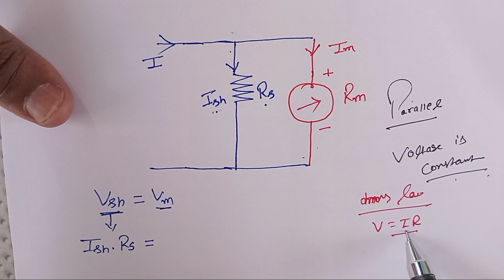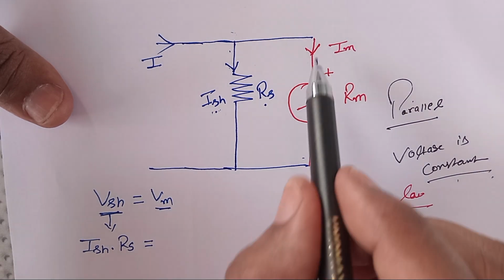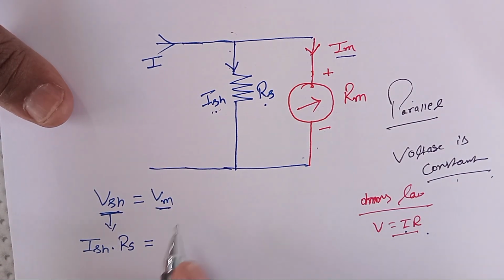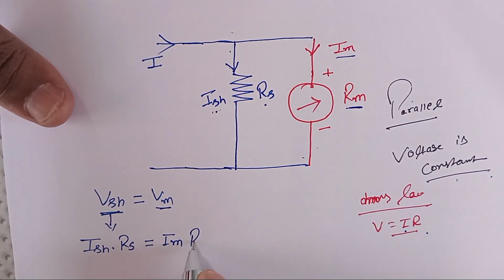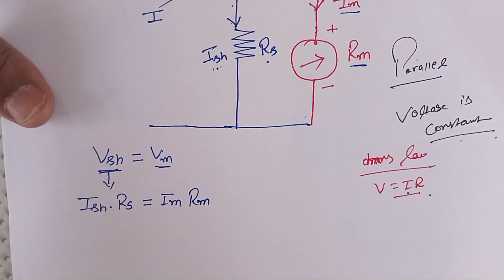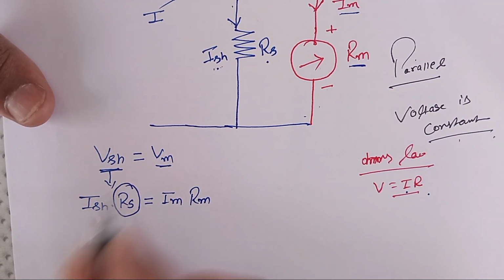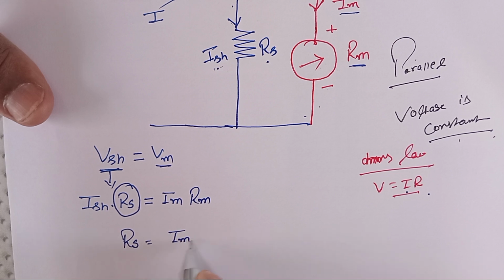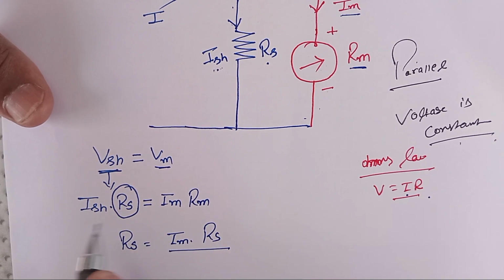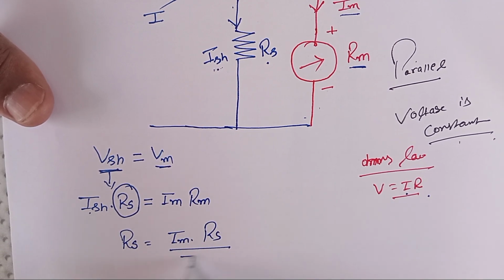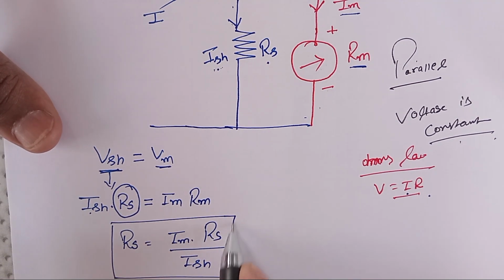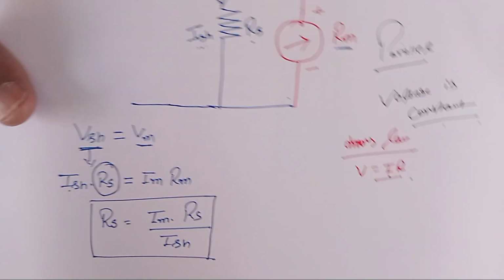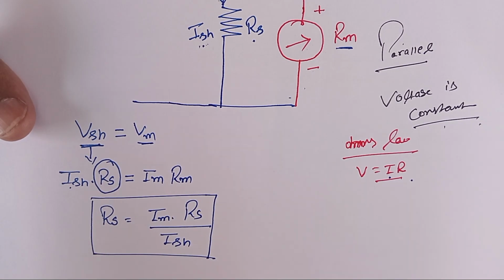The basic formula is I into R. The value of I in this path is Im, and the value of R in this path is Rm. Now I need the Rs value. Then Rs is equal to Im into Rm divided by Ish, taking Ish to this side. This much resistance we need to convert any basic meter into an ammeter.